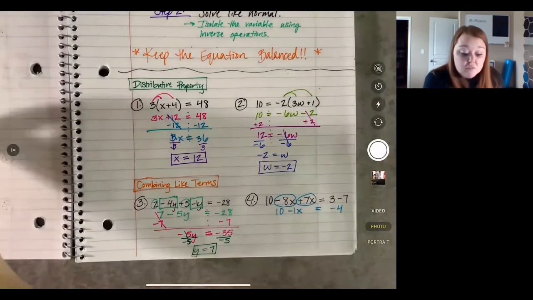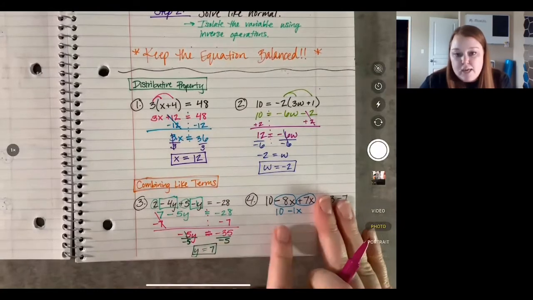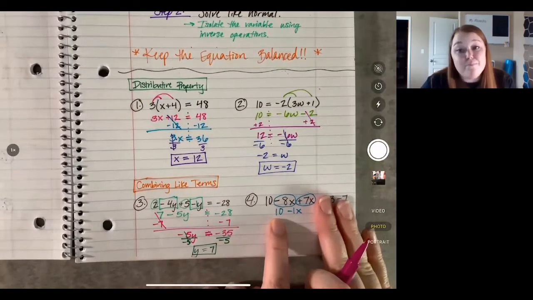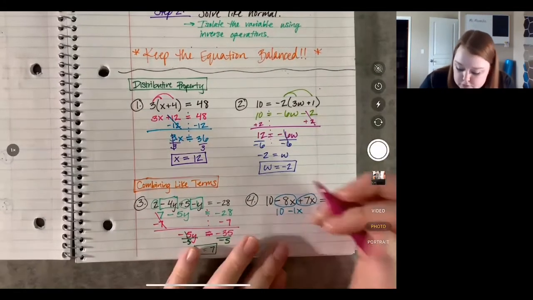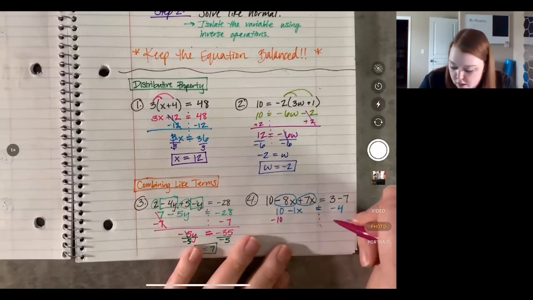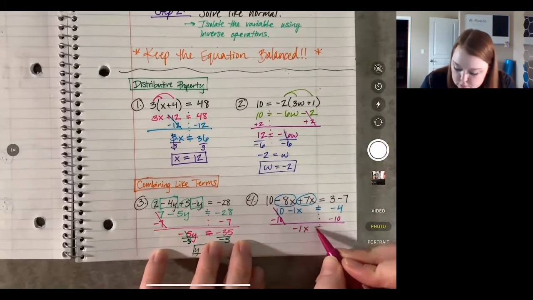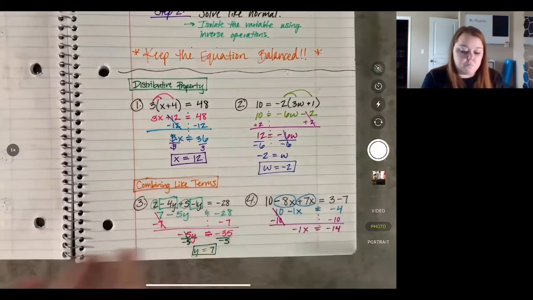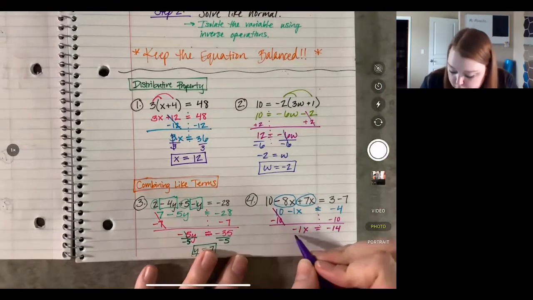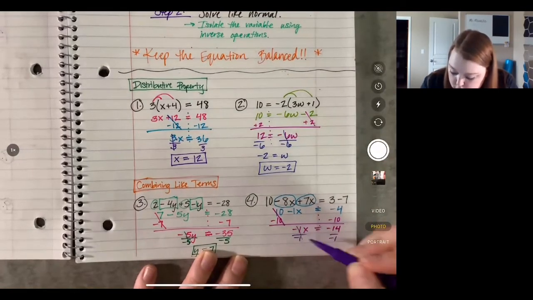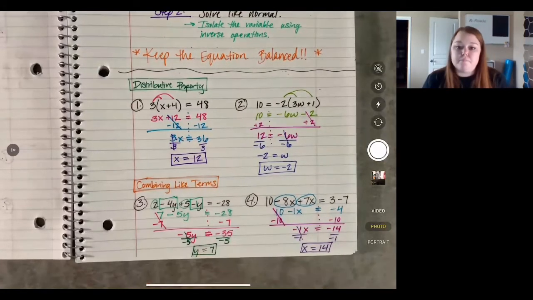So now we can solve like normal. Go to the side with my variable on it. I get rid of that constant, that 10. That's a positive 10 because the sign in front of it is nothing, which means it's positive. If it's a positive 10, I'm going to subtract 10 on both sides. I'm left with negative 1x equals negative 14. I don't want negative 1x, I want positive x. So I divide by negative 1 on both sides. Positive x equals positive 14. Okay?